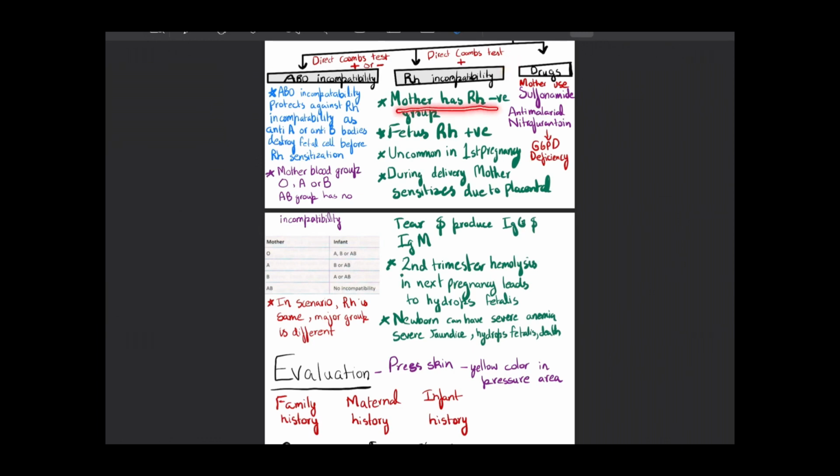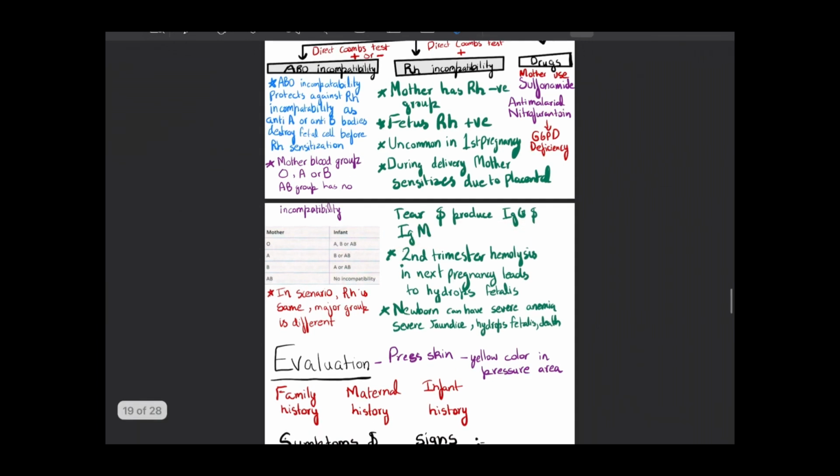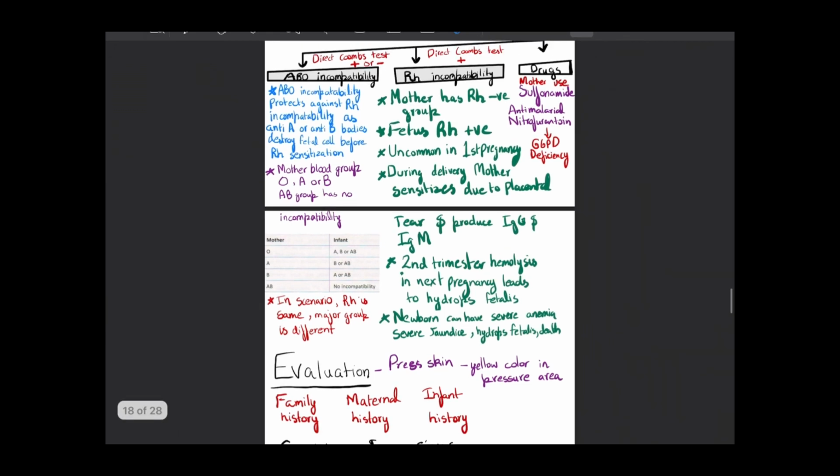So in this, the mother always has Rh negative group and the fetus has Rh positive group. It is uncommon in the first pregnancy, and during the delivery process, the mother sensitizes to the fetal blood by placental tear and produces IgG and IgM antibodies. So in the next pregnancy, she can have second trimester hemolysis in the fetus, and the newborn can have severe anemia, severe jaundice, hydrops fetalis, and death. This is due to negative and positive group difference.